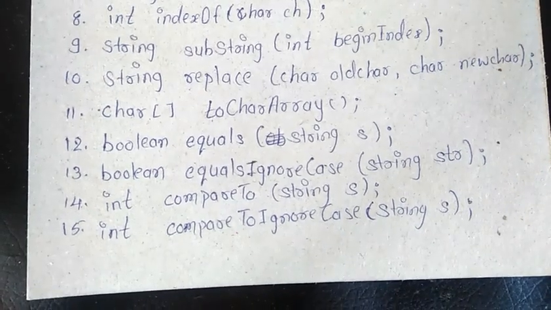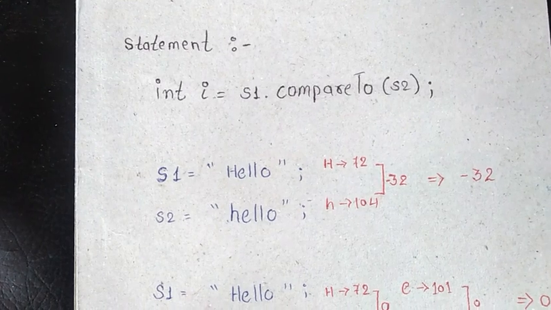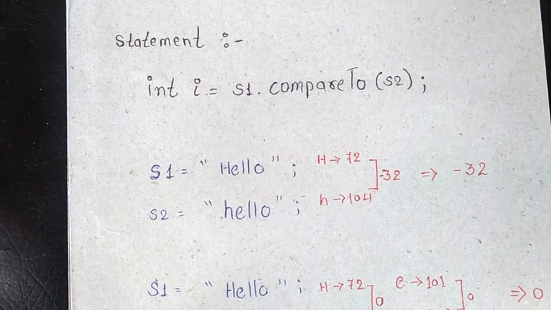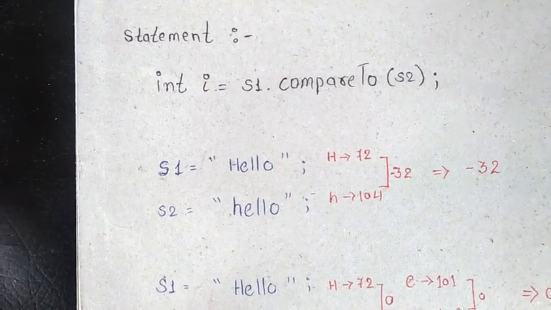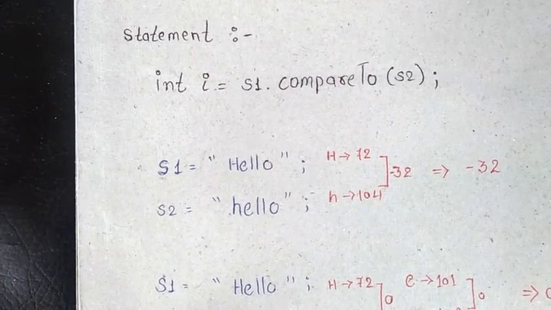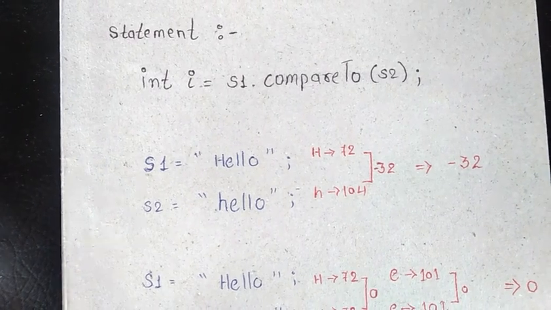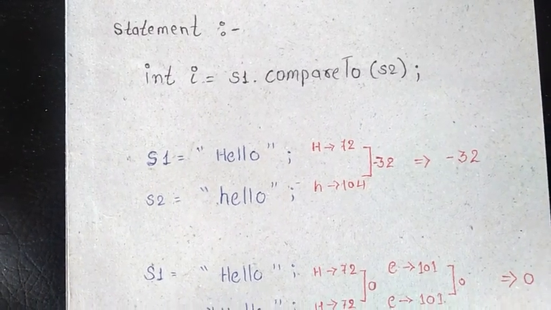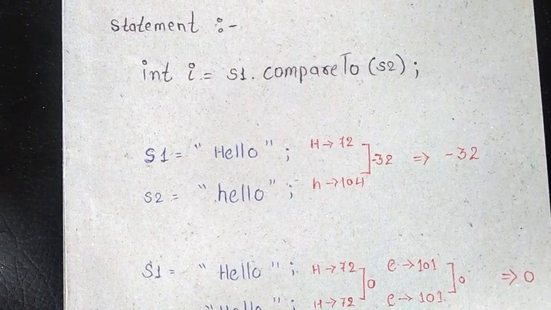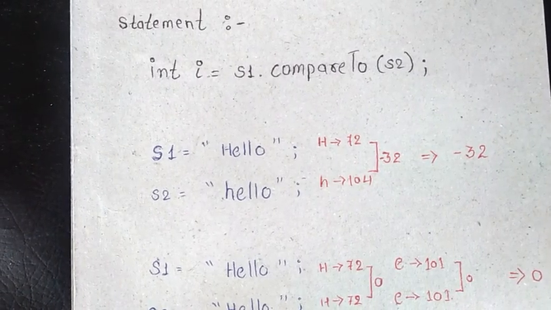Now let's understand this work. For this, let's take some examples. The statement is int i = s1.compareTo(s2). This statement compares s1 and s2 and returns the output to the integer i. The first example is s1 is Hello with a capital H and s2 is hello with a small h.